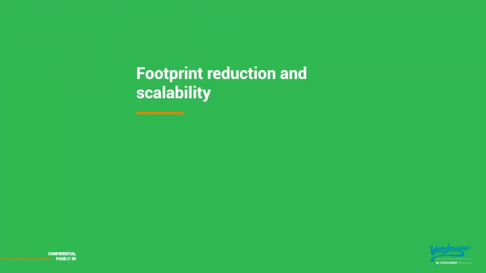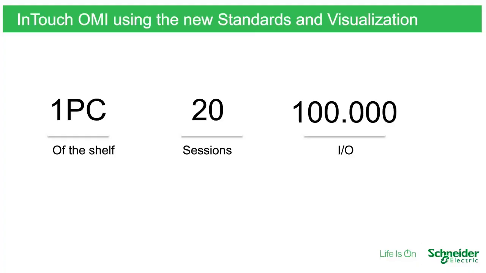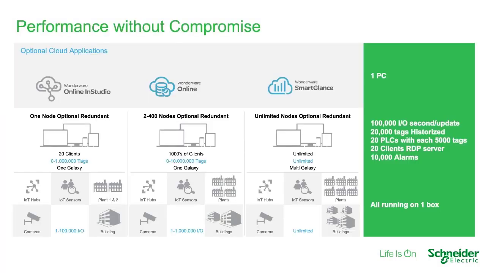So the footprint reduction and scalability in System Platform 2017 was very important to us because we know that we can scale out and that we can fan out. You can have 2 to 400 nodes, and you can have 0 to 1 million I/O on that, pulling data every second. I'm not talking about SCADA systems that get data once in 30 seconds. I'm talking about systems that get data every second and store data every second. So here, for example, we can do unlimited with multi-galaxy. Of course, there's no limit in multi-galaxy on how much I/O you can have.